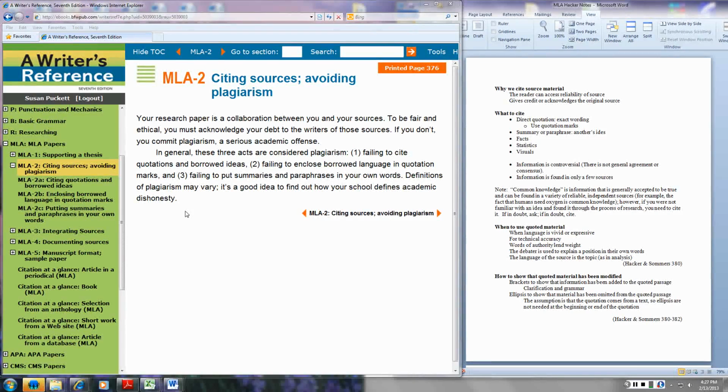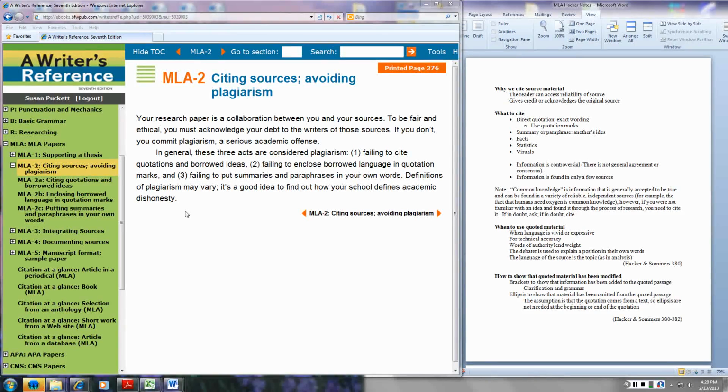When you use quoted language, one of the things that the Hacker and Summers text addresses is when we use quoted language. We use it if the language is vivid or expressive, if we need accuracy that is technical in nature, if we want the authority to speak the words, so we're quoting an authority, if we want a source to present the position of that source, or if we are analyzing the text. So that is when we use quoted material, not just when we don't have time to read it and put it into our own words. So we quote material in specific instances.